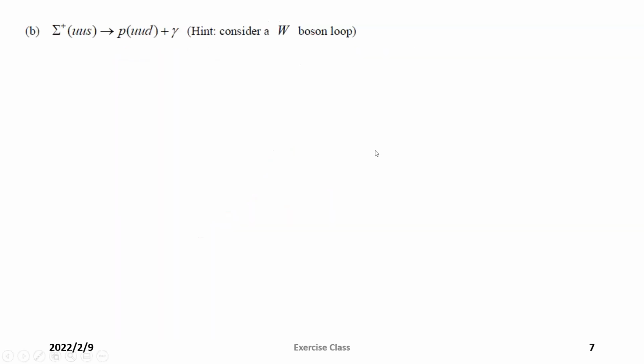Okay, and for the second process, we can first see that they both have two U quarks. So we can simply draw these two.